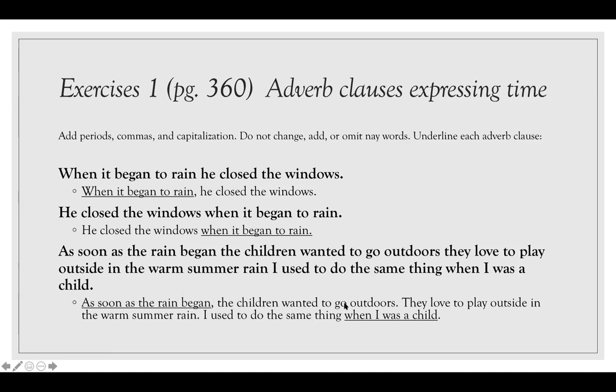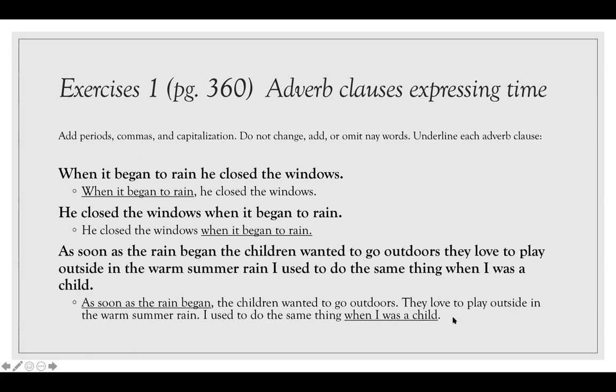At the beginning, comma. As soon as is our pronoun that introduces the time. The children wanted to go outdoors. That's your independent clause with subject, verb, and object. They loved to play outside in the warm summer rain. There is no adverb clause here. This is an independent clause, a sentence without any adverb clause.